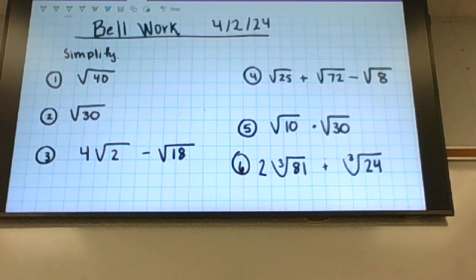So your mission on number 1 is to rewrite 40 using some number on the list. Some number that can square root. Do you have a question or an answer? Yeah, you can write already simplified. Sarah, you had that same question. You can write already simplified if there's nothing you can do with it.